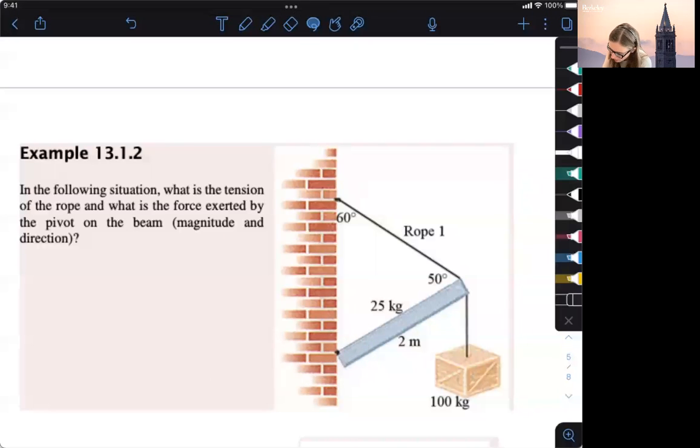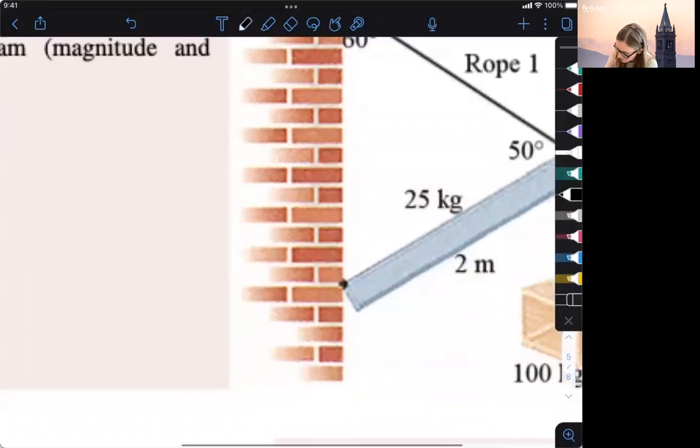Okay, so for this next problem, we have a box that is hanging from a rope, and then there's this beam that's kind of like propping the rope up. So we're asked to find the tension in the rope and the force exerted by the pivot on the beam. And so we want the magnitude and direction. So the force exerted by the pivot on the beam would be the force that would exist here.